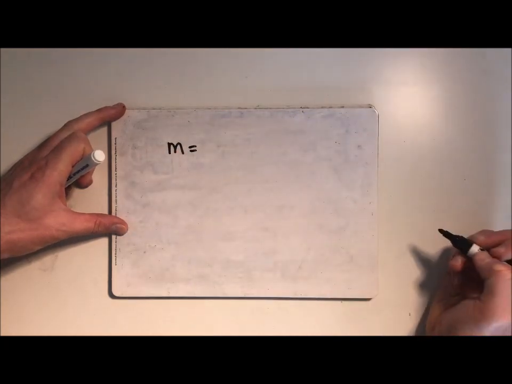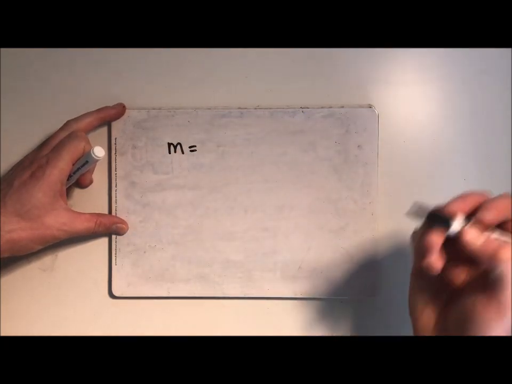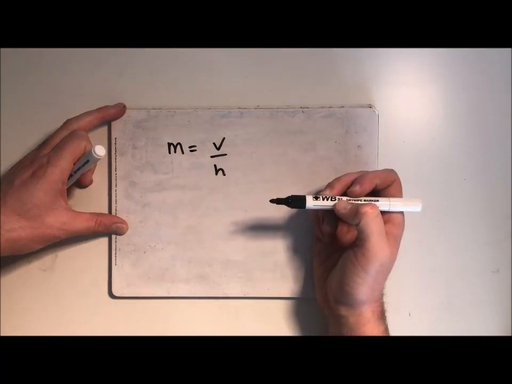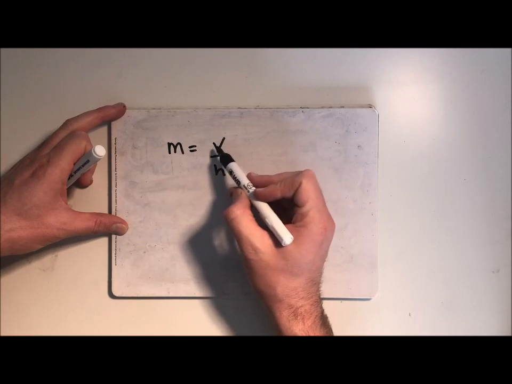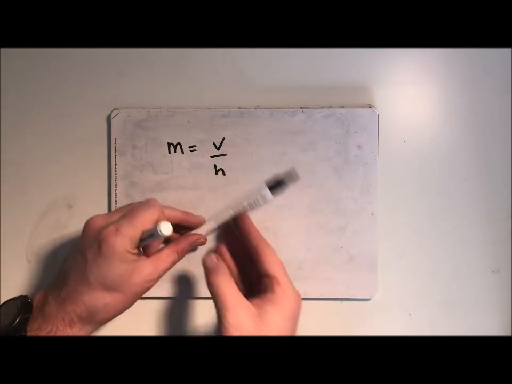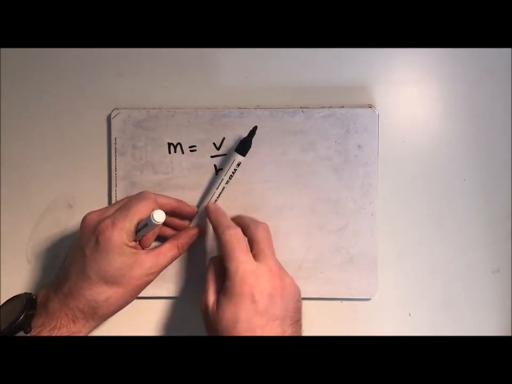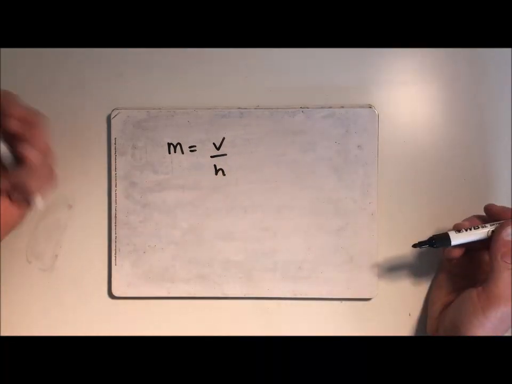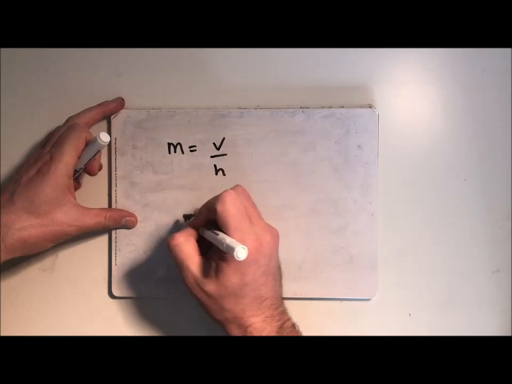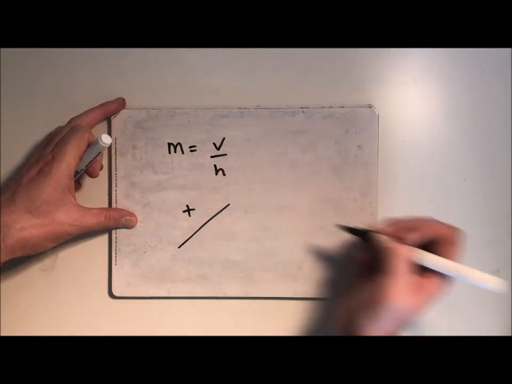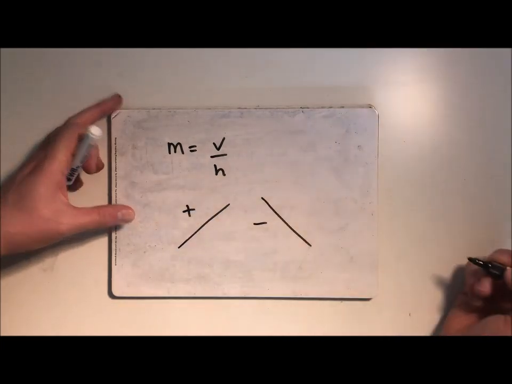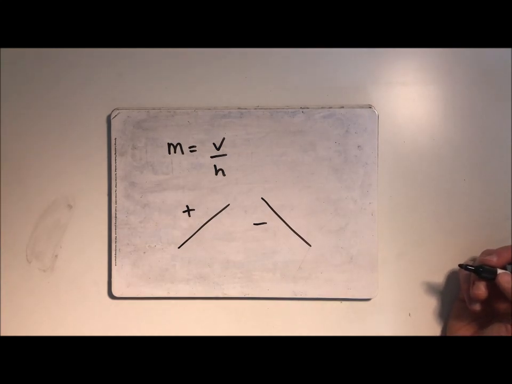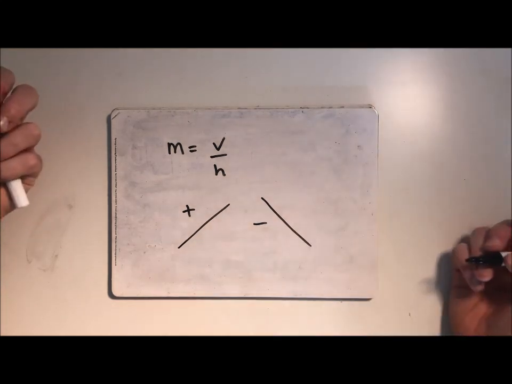We shortened the word gradient to the letter M, which is very important, and then we have V over H. So this was vertical over horizontal. Obviously if the vertical number goes up a wee bit more, that's going to make it steeper. If the horizontal number gets a bit bigger, that's going to make it a lot less steep, or a wee bit flatter. And we also talked about a positive gradient going up like this, and a negative gradient going down like that.